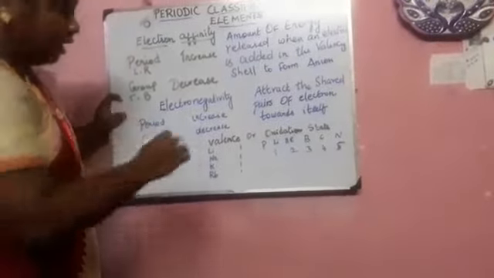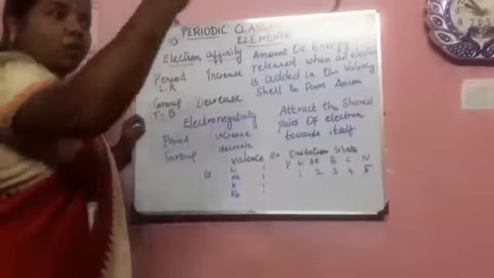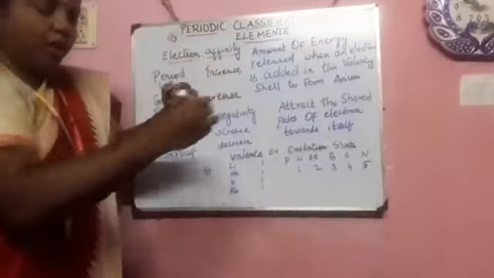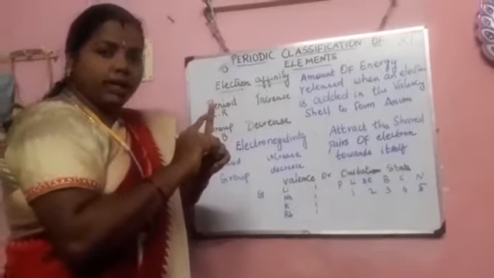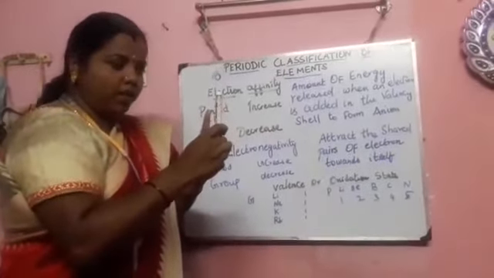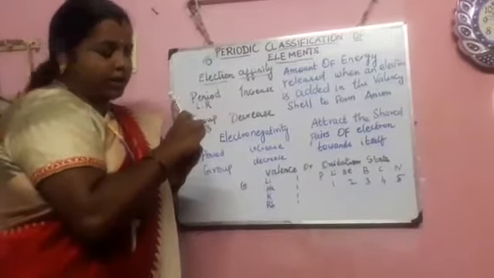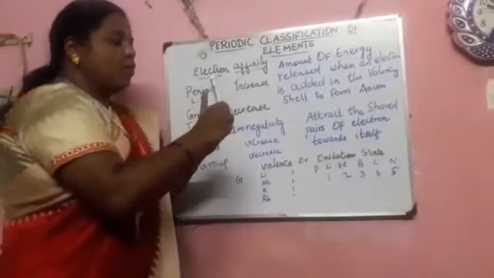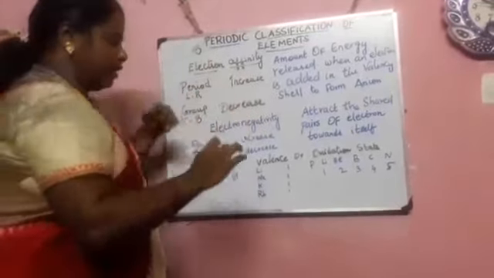Have you all understood? When the shell becomes closer, the outermost shell is nearer to the nucleus. When you consider this is an electron, this is a nucleus, the outermost valence shell will be there. It is somewhat nearer, so it is easily attracted towards itself. But group-wise, the shell distance increases more and more, so it is difficult to attract towards itself. Okay, that is the difference.